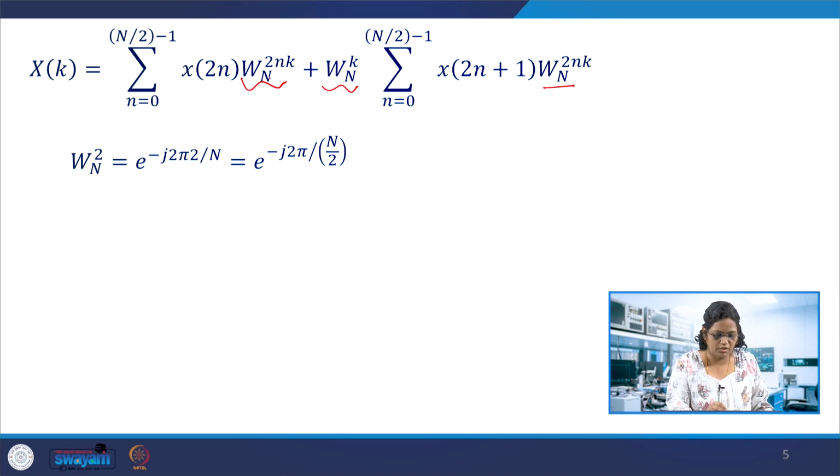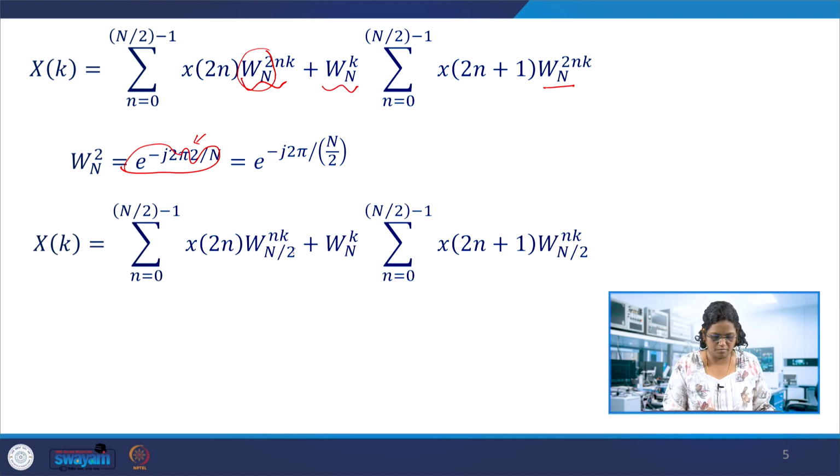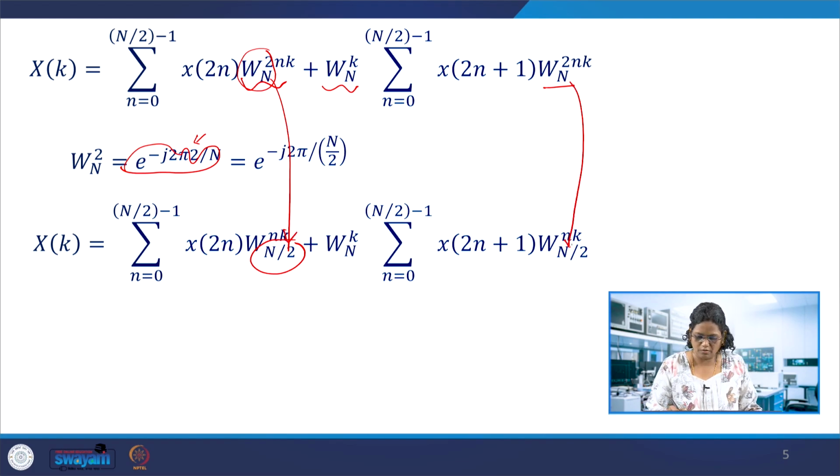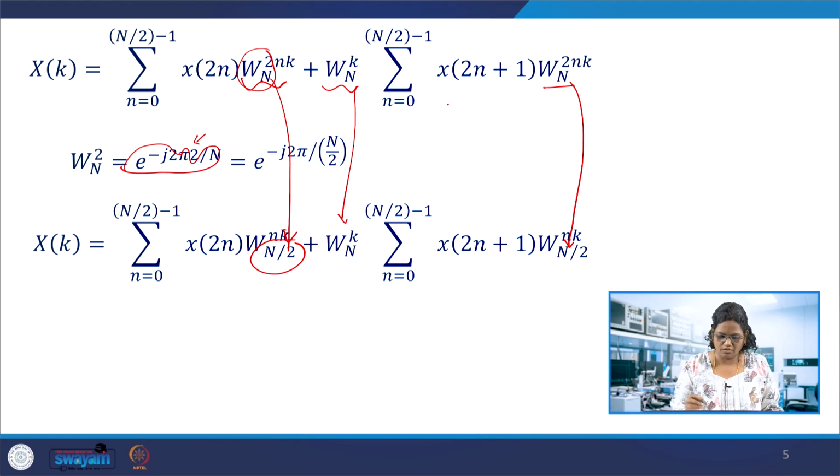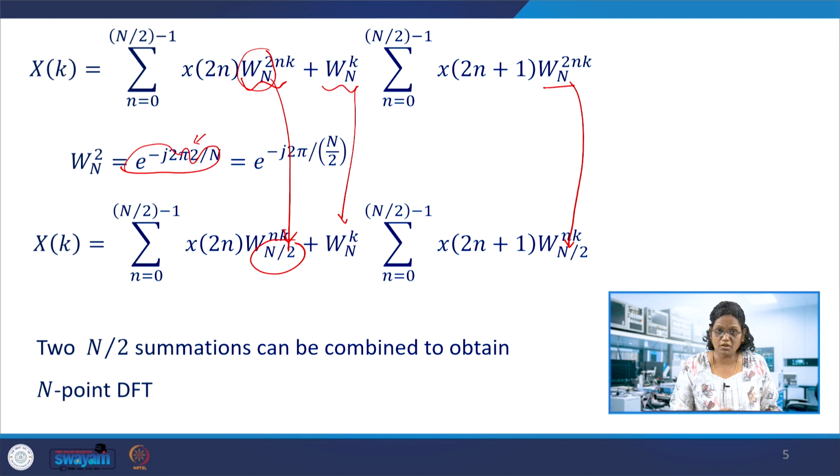So Wn square, or Wn power 2, is equal to e power minus j 2 pi by n, power 2. So here this can be written as e power minus j 2 pi n by 2. In that case, we change this n as n by 2 here. That's the only change we do. This twiddle factor is retained as such here. There is no other change in the case of this next equation. So we have the two summations for n by 2 samples, 0 to n by 2 minus 1. So this can give the DFT of the n by 2 point.